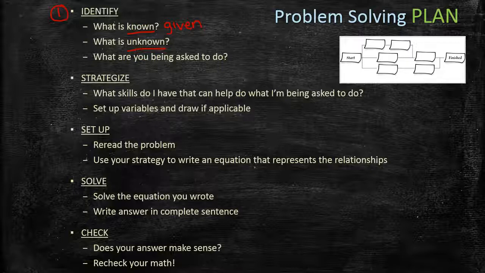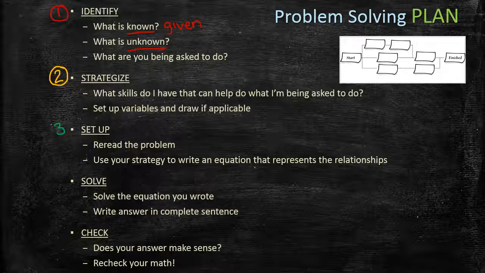Once we identify those things, step 2 is to strategize. What skills do you have that can help do what you are being asked to do? Set up variables and draw pictures if applicable. So remember, variables are letters that represent a number. We're going to use variables to help us solve for our unknowns.